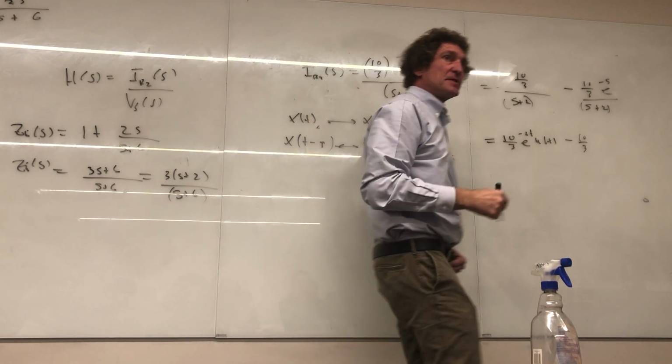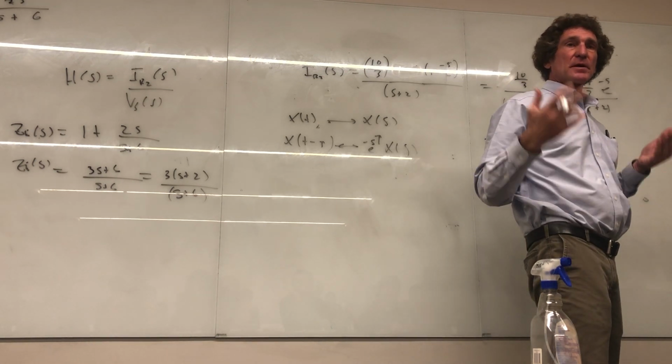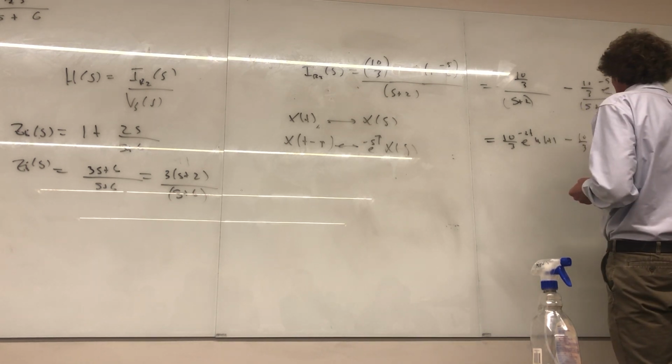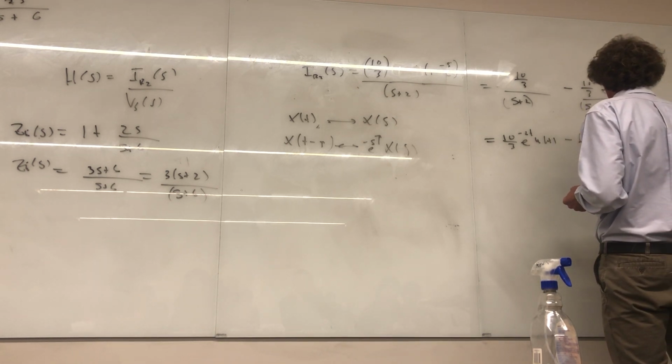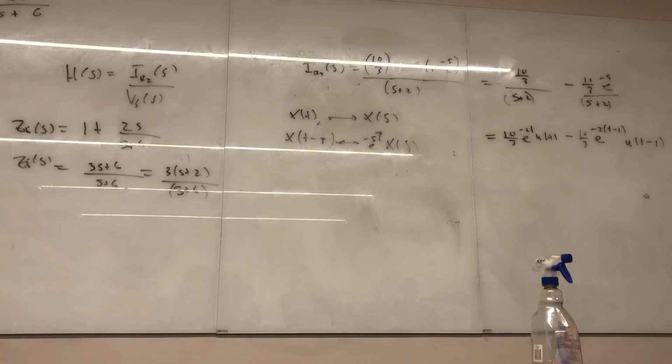It's just that phase form. I call it a phase, really, because when s is j omega and there's no real part, it is representing a real phase. So this is going to be e to the minus 2t minus 1 u of t minus 1. Is this the form of the solution he has in the book?